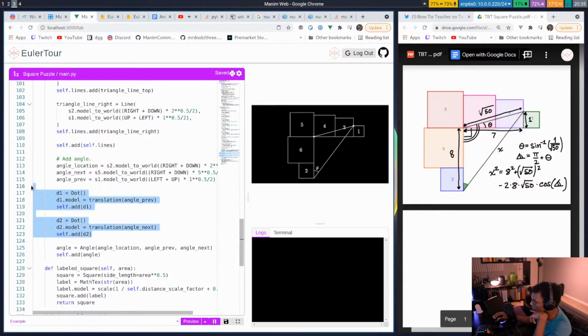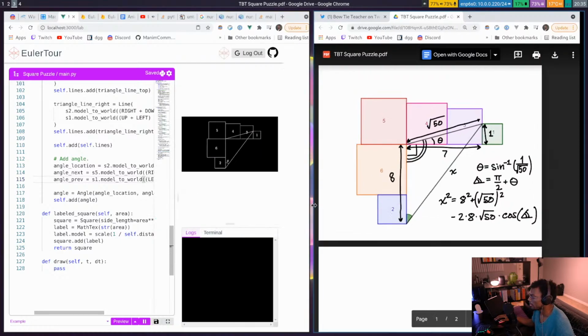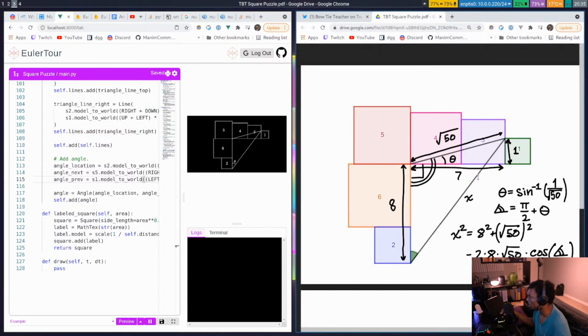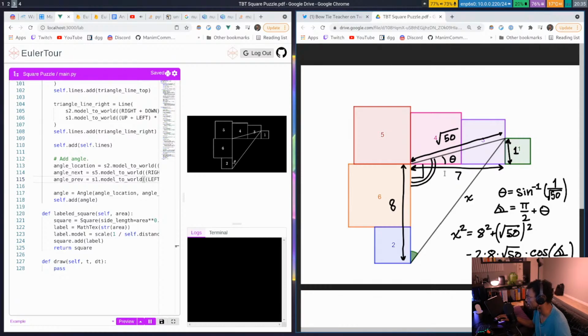I can take off these dots. Now, let me just go through this step by step. So the first thing is you get this side. And you get this side. That's immediate. And you get that side. Okay, so you get this side. Then in order to get this side, you get this and this. And you use that to get this with Pythagorean theorem. Now you know the 8 and the root 50 and the 7. And you can get theta pretty much immediately just using a sine.